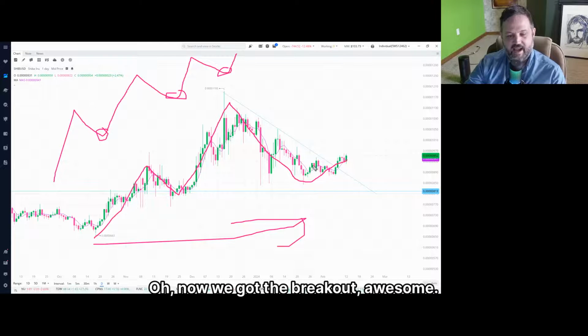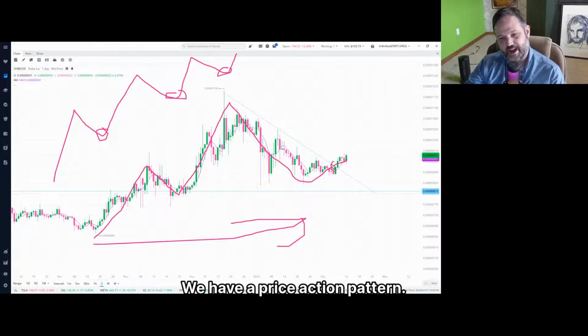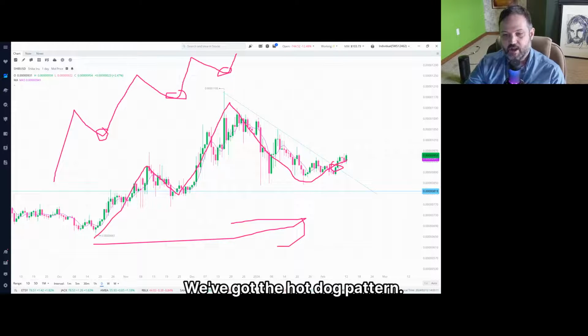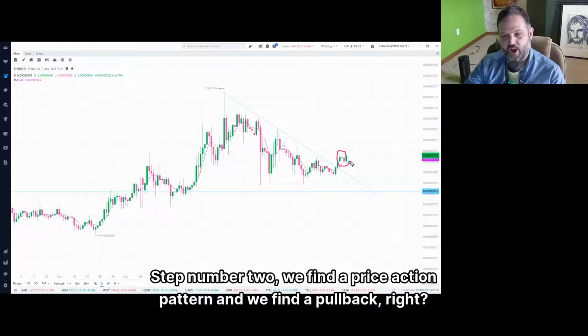What's happening? And they don't always look like what you see here because this is the real chart, but what's happening? It broke out. Oh, now we got the breakout. Awesome. Okay, so now that the breakout happens, what do we have? We have a price action pattern. We've got the hot dog pattern.